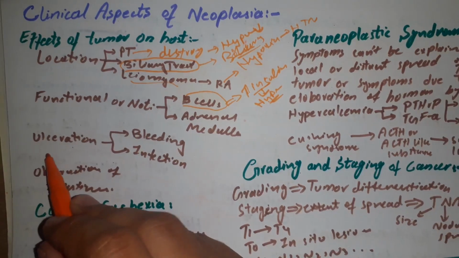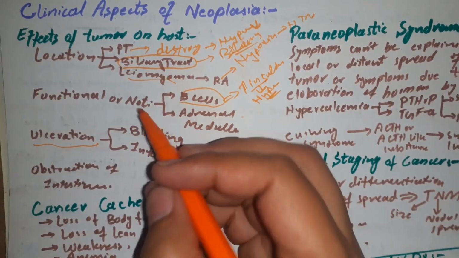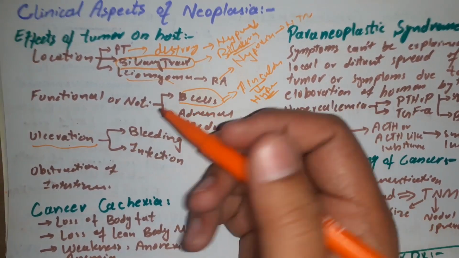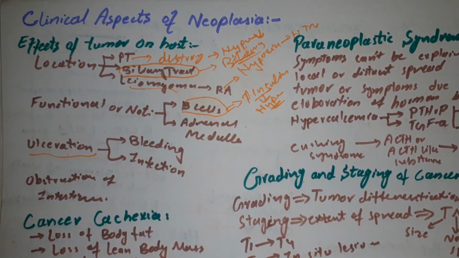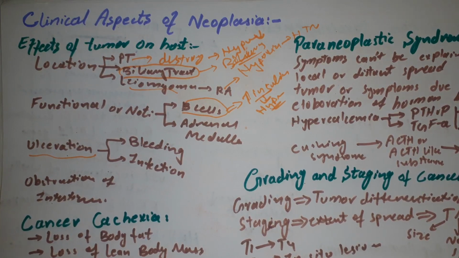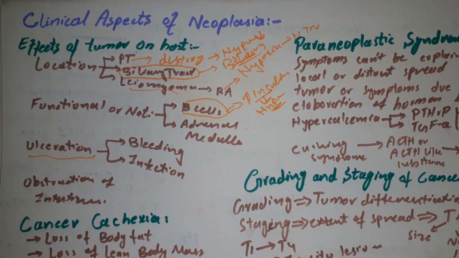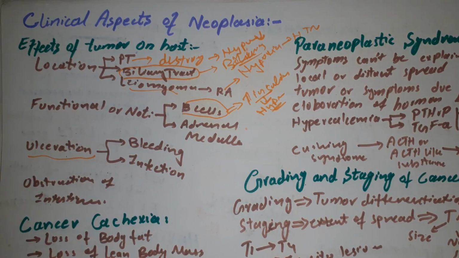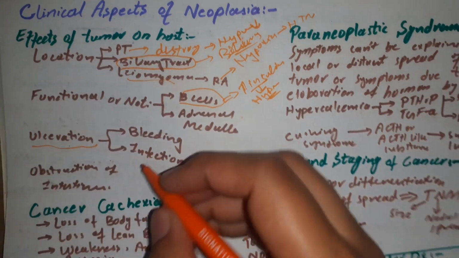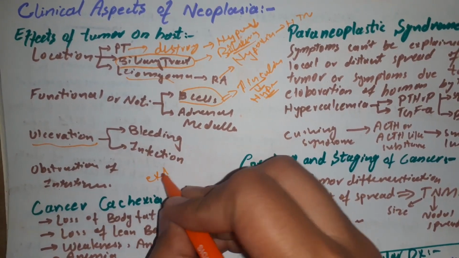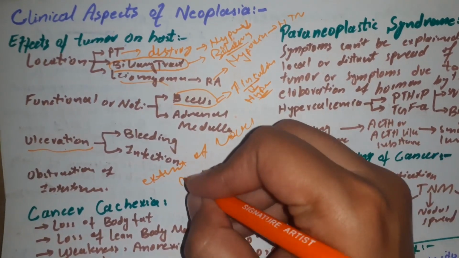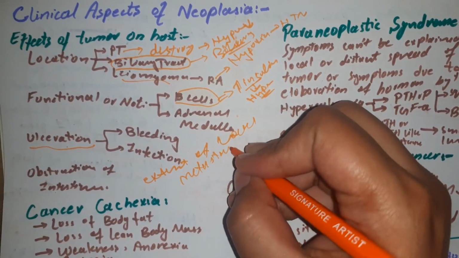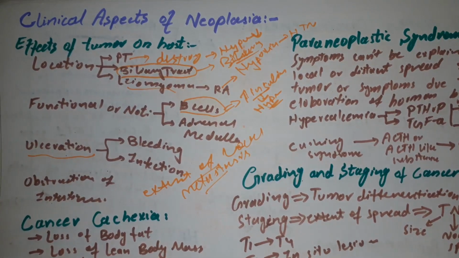Moreover, it also depends upon whether the tumor has shown skin ulceration, which can lead to bleeding and infection. And moreover, tumors can also cause obstruction of the GI tract, which can lead to multiple GI related problems. So the location of the tumor, the functional or non-functional status of the tumor, and the ulceration status of the tumor determine the effects of the tumor. And moreover, you can add here the extent of local disease and metastasis, which are also important to determine the clinical effects of the tumor on the host.